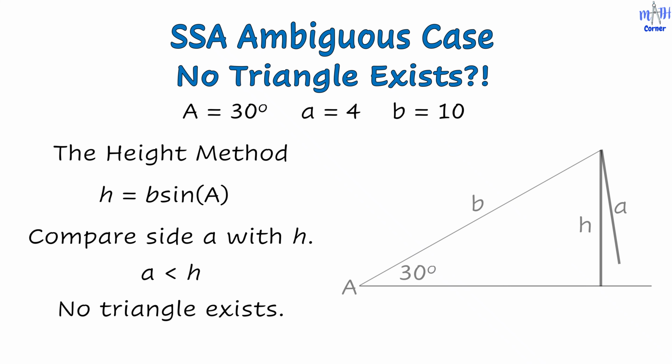Think of it like this. Side A tries to reach the other side, but it is too short. So, the triangle cannot close. That is why no triangle exists.